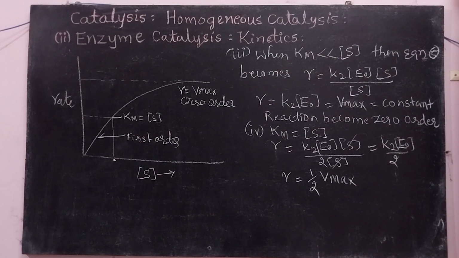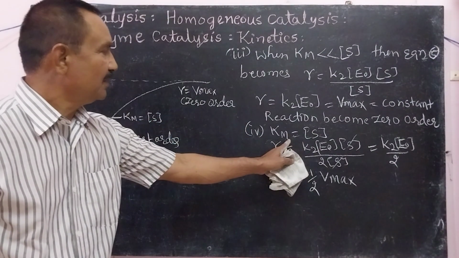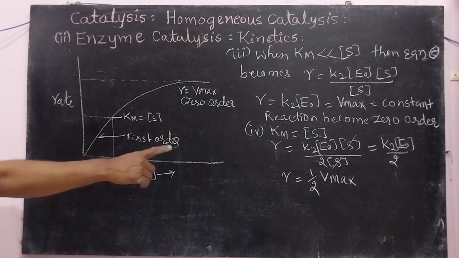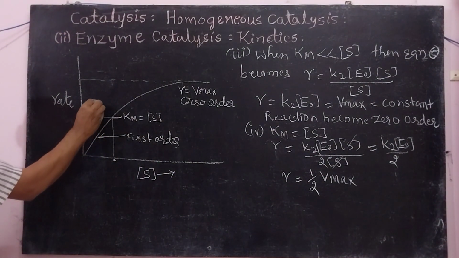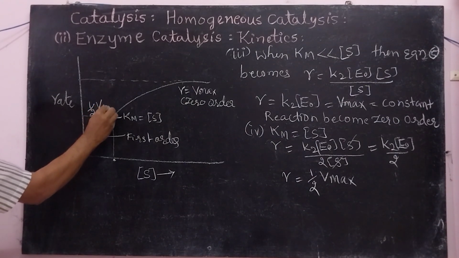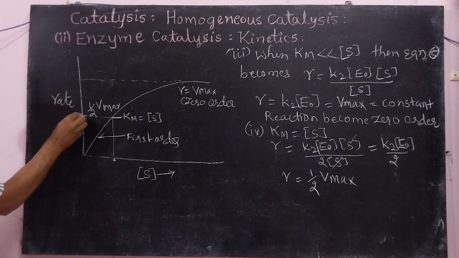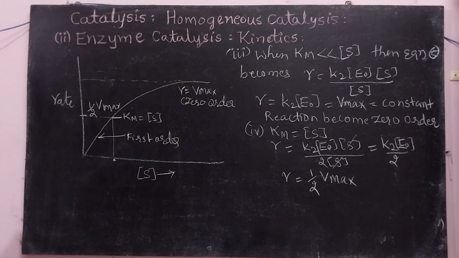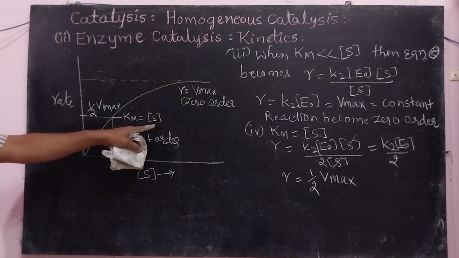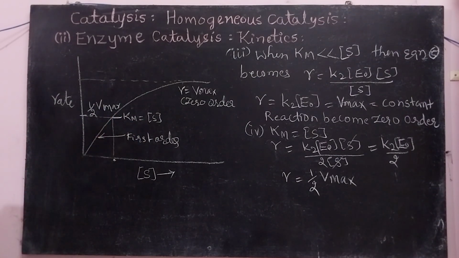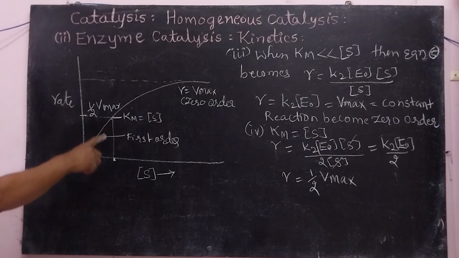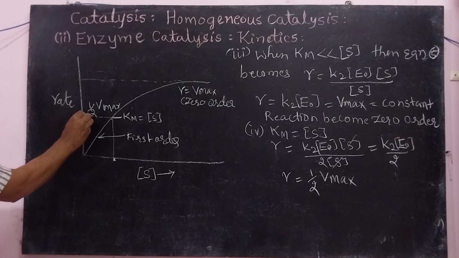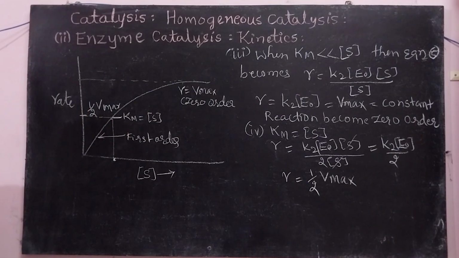Then what happens? When Km is equal to the concentration of S, the rate is equal to 1 by 2 Vmax. Suppose at this point, if this is S and Km is also the same value, then you are going to get this is equal to half of this. Thus, we can apply three conditions.